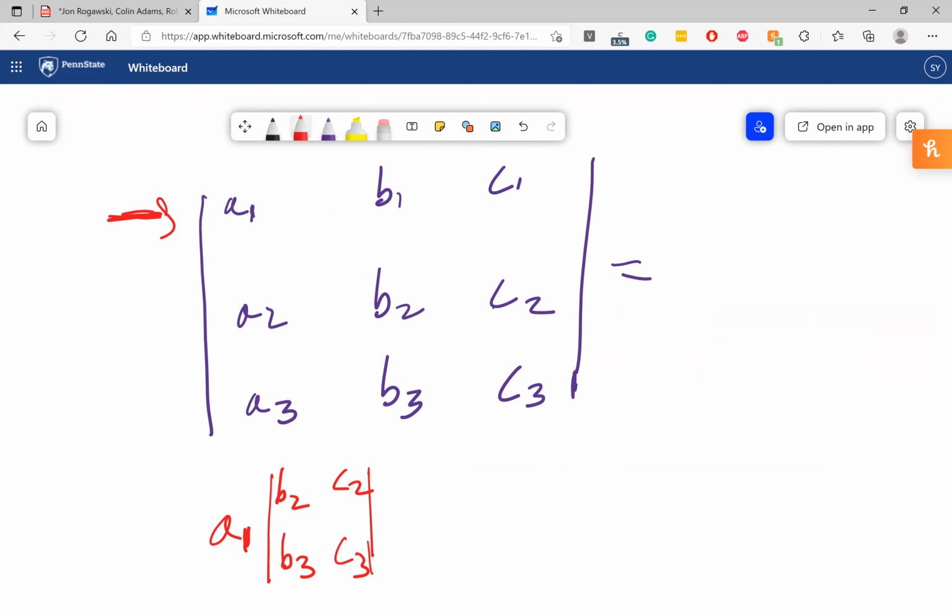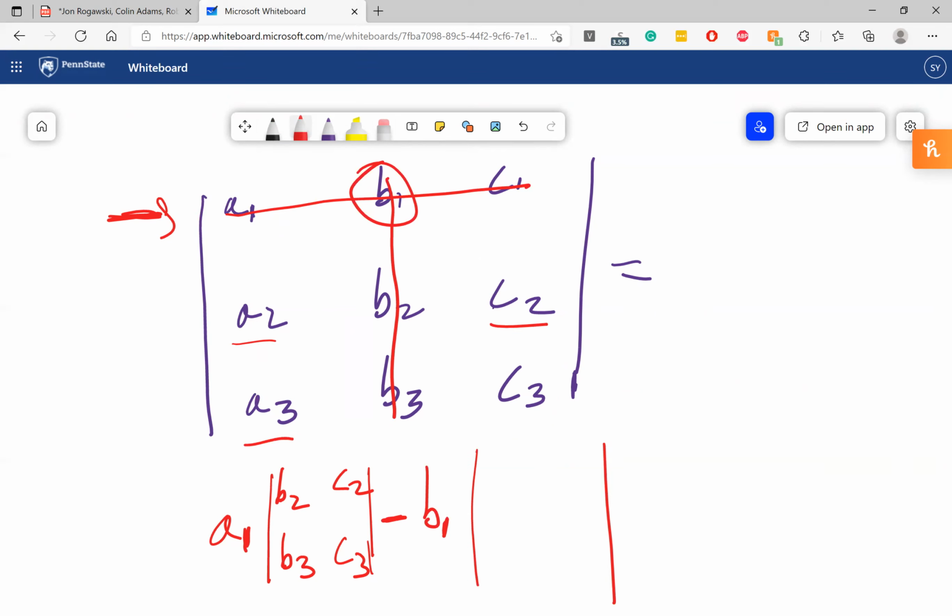You go to your B1. Because you moved 1 column, you put a negative. You take that B1 and you put it here. You again imagine that these lines are erased, and you put the resulting matrix, the A2, C2, A3, and C3, in that matrix. So now you want the determinant of A2, C2, A3, and C3 over here. You then again erase these lines.